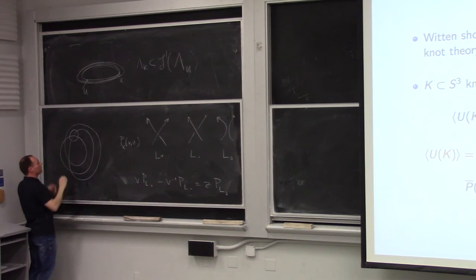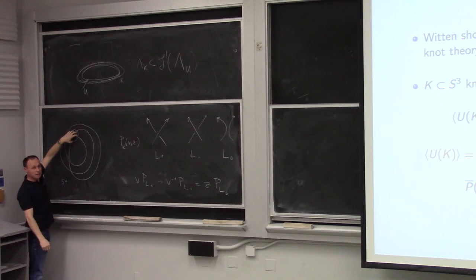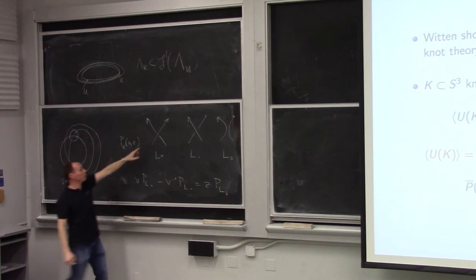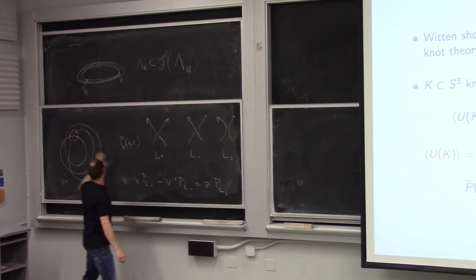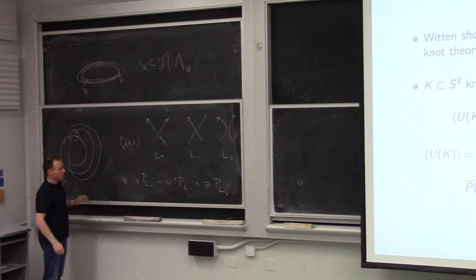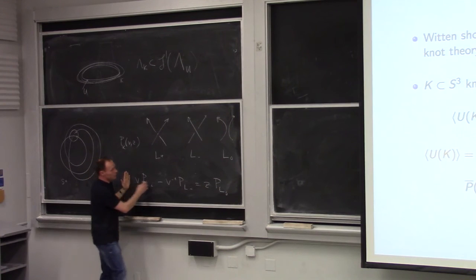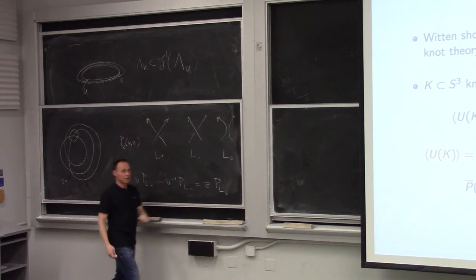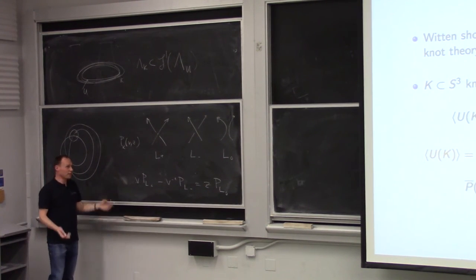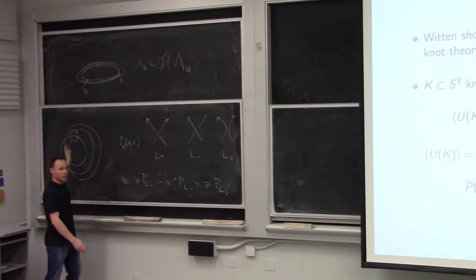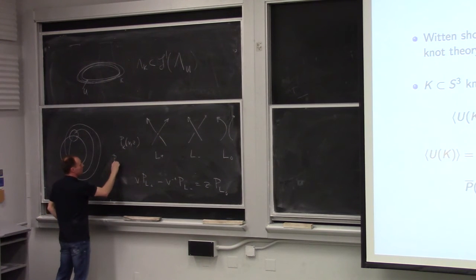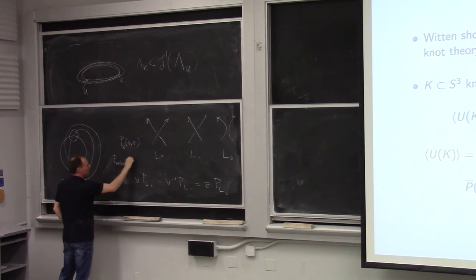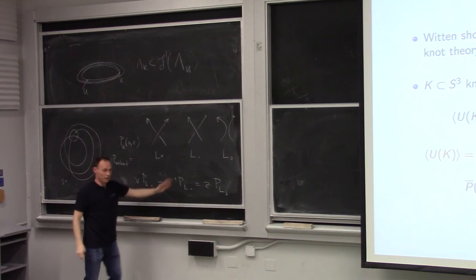But now I take this crossing, and I take it out, and I can put in either one of these three local pictures. So I get three different knots or links in that way. And the statement is that the polynomials of these three are related like that. And so you can imagine that if I'm allowed to use this operation, I can basically unlink anything. So I have some kind of normalization: if I start by saying that this is equal to something, then I can compute for any knot.